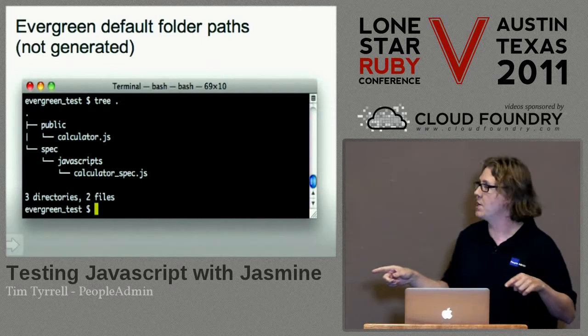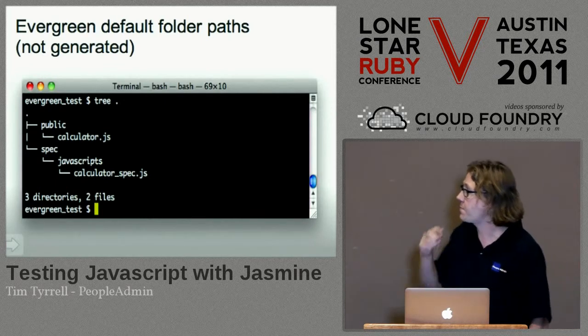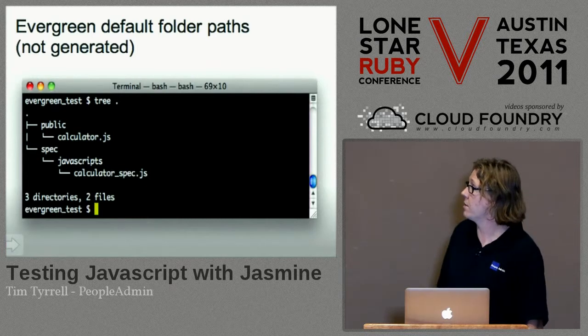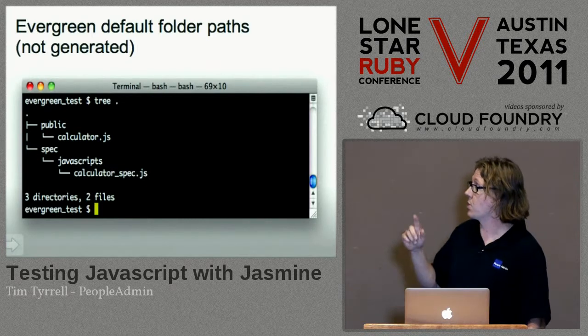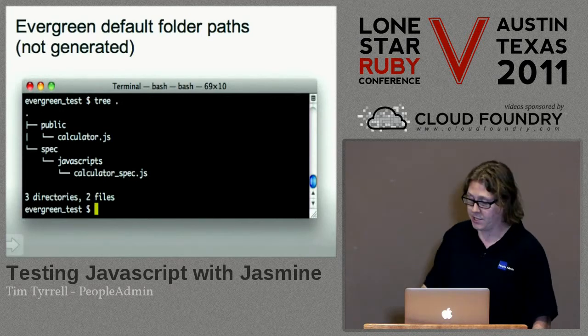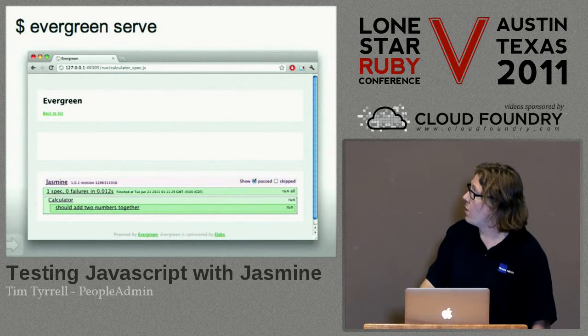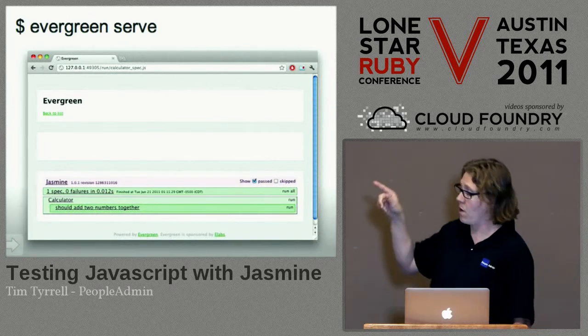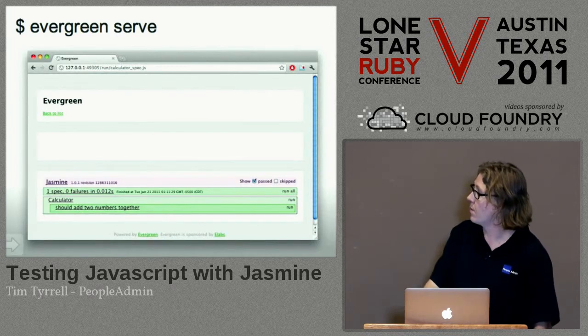So I install this gem. I'm going to go to a folder on my system, right? Create a public folder. Create a spec folder. That might seem familiar. Create a JavaScript folder where the specs are going to go. So I created these files and folders myself. I'm going to run Evergreen serve. It's going to fire up a server so I can run this inside my browser.